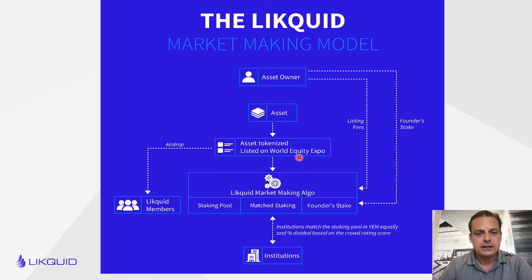Now you can tokenize that asset and list it on the World Equity Expo. And what happens is we do a combination where the asset owner puts in what we call a founder stake, which is a small portion of the value. Then the liquid pool, we match that depending on how well it rates. And then we have a third party, which is a group of institutions who will match just as much, which means that you have a very strong trading power here, staking power as the founder, even if you only came in with this little piece. This means you generate a huge liquidity in the asset.